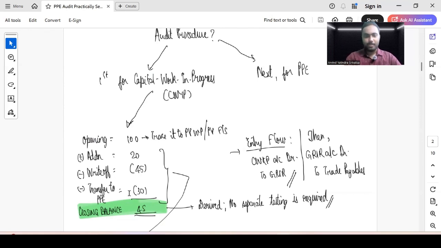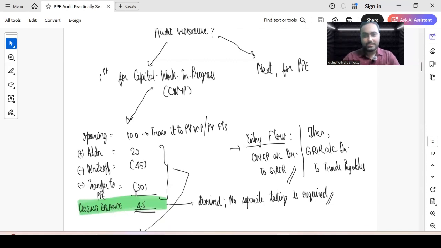And next, transfer to PPE. What is meant by transfer to PPE? Guys, as I said earlier, if the boiler gets completed, the boiler will be moved from capital work in progress to property, plant, and equipment. So at the time, the entry you would be passing is your property, plant, and equipment debit, and your capital work in progress would be credited. I hope you understood this, guys.